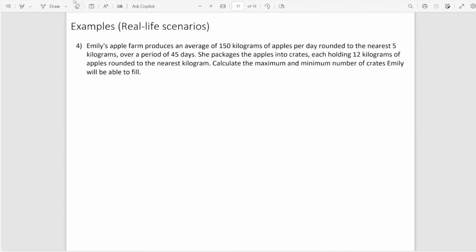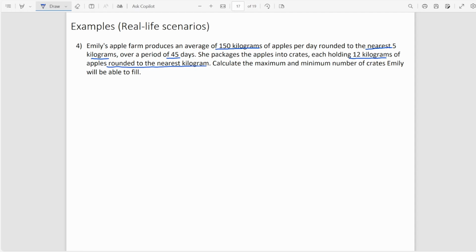Moving on to the final example. Emily's apple farm produces an average of 150 kilograms of apples per day. This is rounded to the nearest 5 kilograms over a period of 45 days. She packages the apples into crates, each holding 12 kilograms of apples, rounded to the nearest kilogram. Calculate the maximum and minimum number of crates Emily will be able to fill.